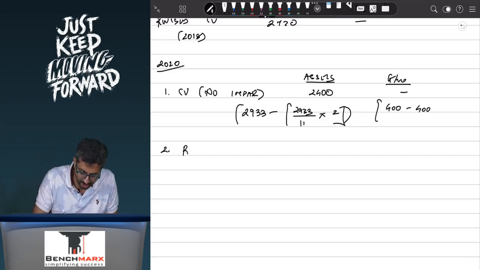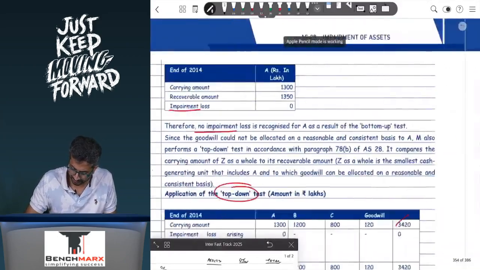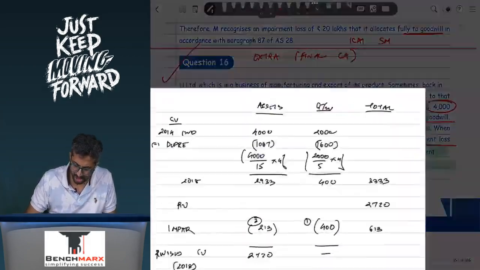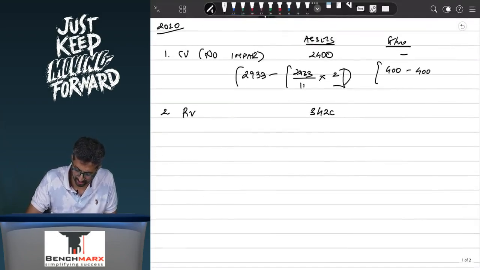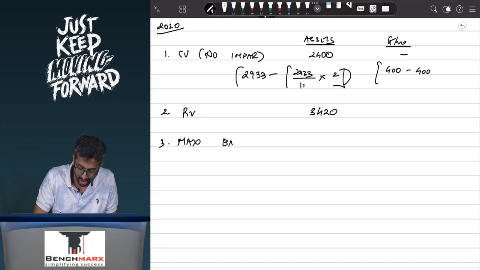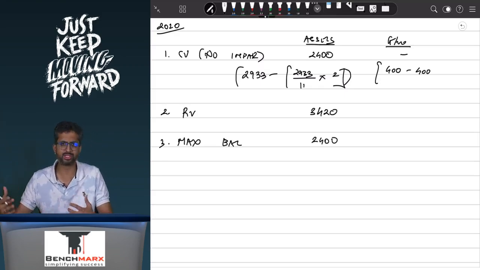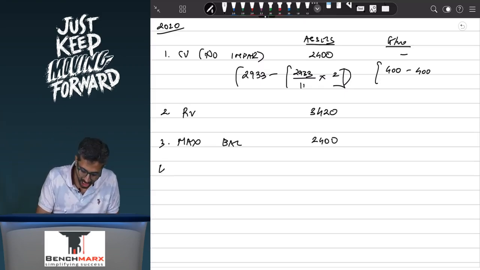I will compare this with the recoverable value. So the total recoverable value now is going to be compared. So this is 3420, which will be compared with the other assets, and hence your maximum balance after considering the reversal, if any, would be the lower of these two, that is 2400. I can't go beyond 2400, otherwise it will become an upward revaluation. I'll compare it with the actual balance in my ledger.